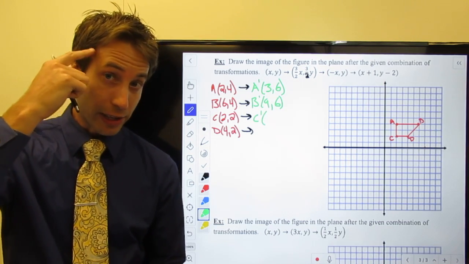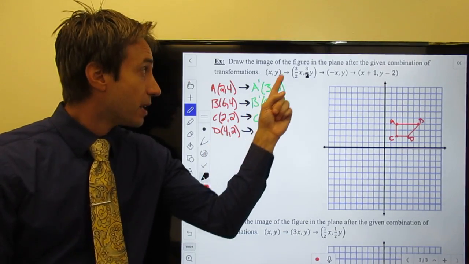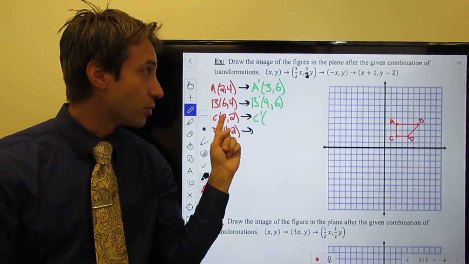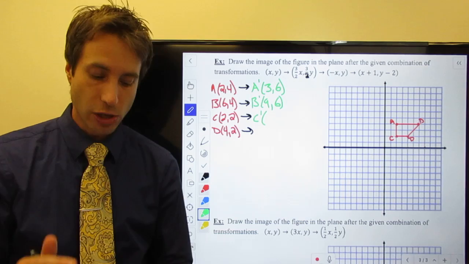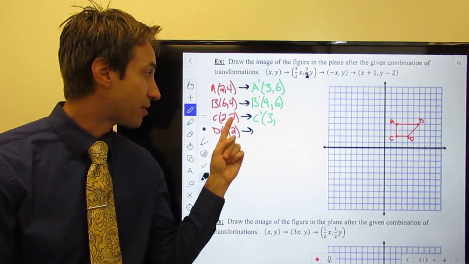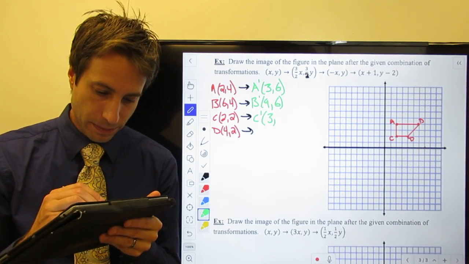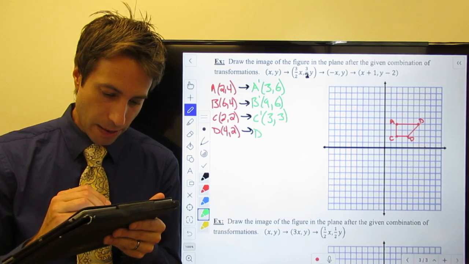Got a really good calculator right here. Let's make sure we exercise that calculator. So 2 times 3 halves. 3 times 2 is 6. 6 divided by 2 is 3. Exact same thing. 2 times 3 is 6. 6 divided by 2 is 3. And let's get D prime.